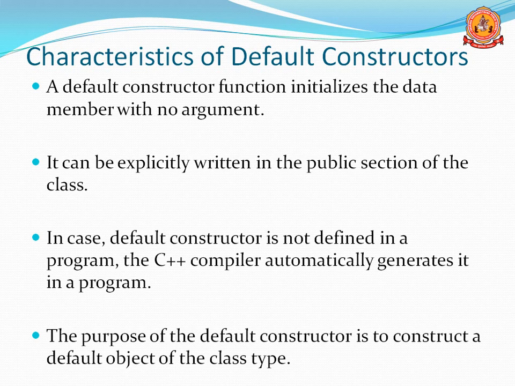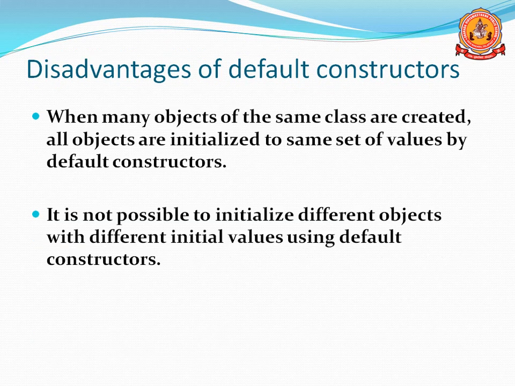Because if you are not writing any constructor in a program, and you initialize the data, the C++ compiler automatically generates the default constructor. The purpose of the default constructor is to construct a default object of the class type. Why do we use a default constructor? It will construct the default object. No need to give the arguments. So whenever arguments are not there, by default it will initialize the data or object.